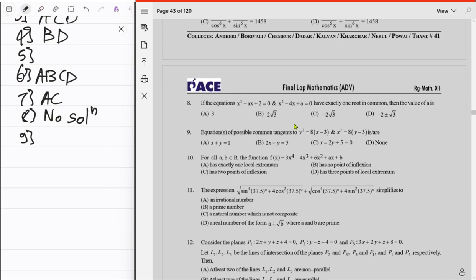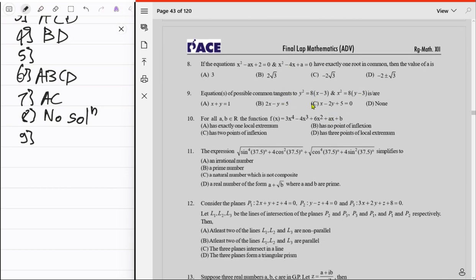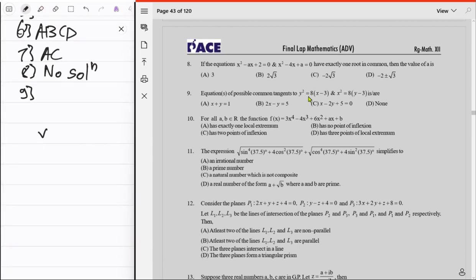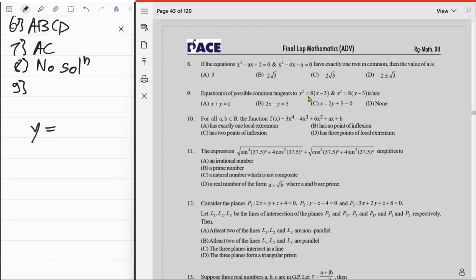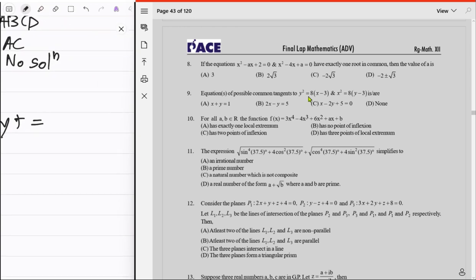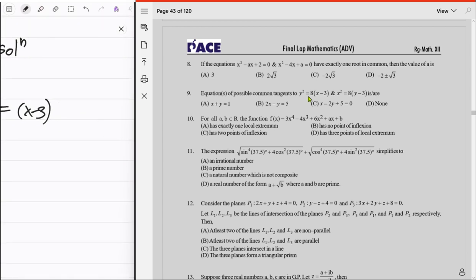Ninth is: equation of possible common tangents to this thing, y squared equal to 8 times x minus 3 and x squared equal to 8 times y minus 3. इसके tangents, okay, right. Just y is equal to x plus at square, so let's say y, देखिए. Let's do the thing: y equal to x plus at square for first, right? x minus 3 and then plus at square, so like plus a, तो यहाँ पे just 2 है.